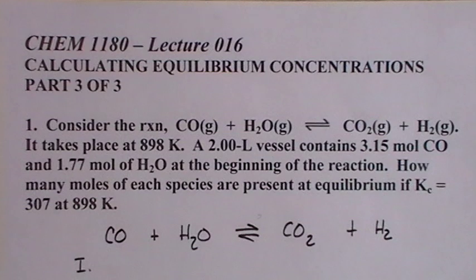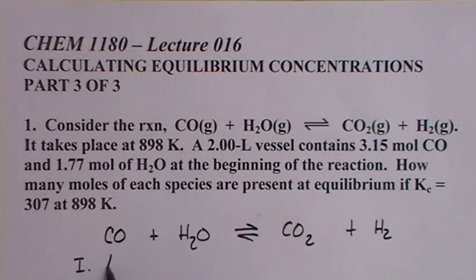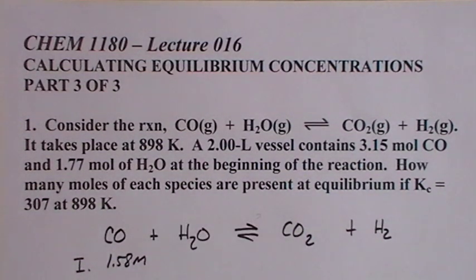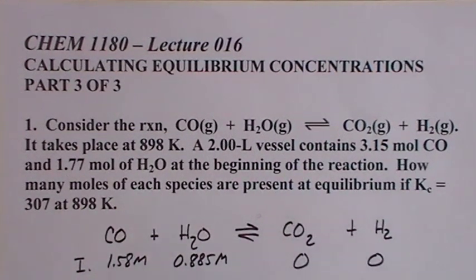And we have 3.15 moles of CO for a 2-liter vessel. That's going to give us 1.58 molar for the CO concentration. 1.77 moles of water in a 2-liter vessel, so 1.77 divided by 2, this is 0.885. These are 0. Minus x, plus x, plus x, because they're all 1 to 1. 1, 1, 1, and 1, so just x is involved here.